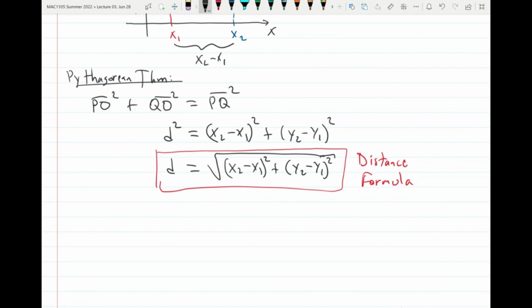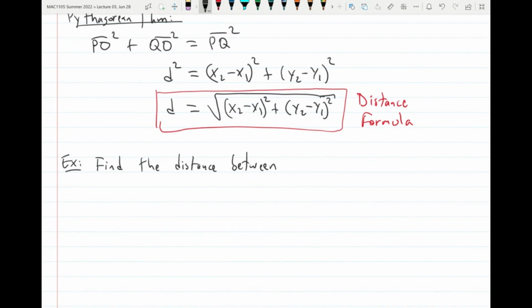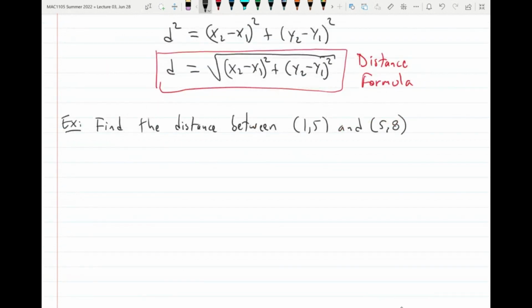Example: find the distance between (1,5) and (5,8). Okay, so we have a formula. All we have to do is plug in. The distance between these points is going to be the square root of the difference of the x's, and here it doesn't really matter.